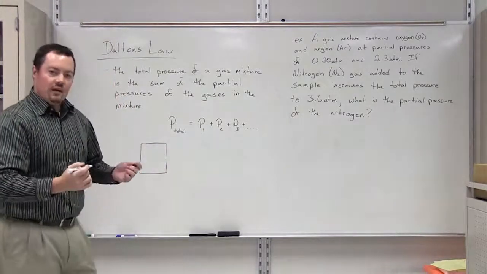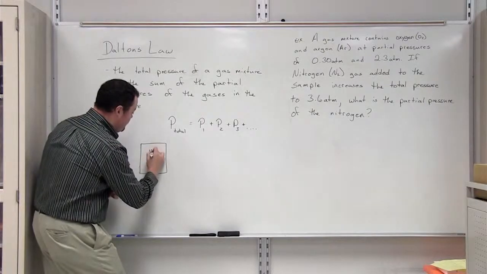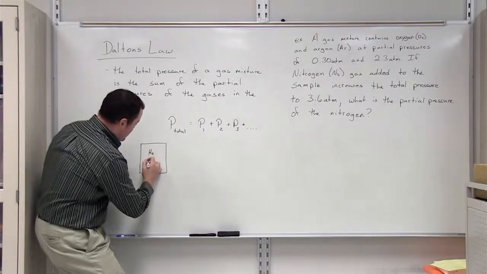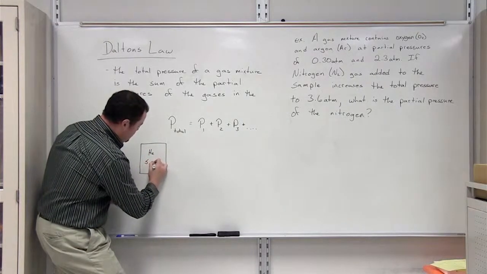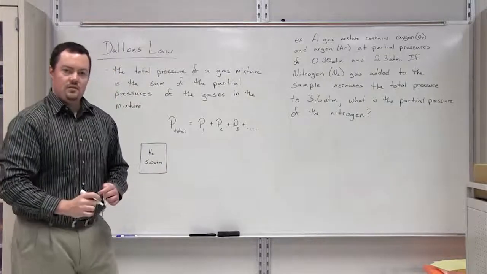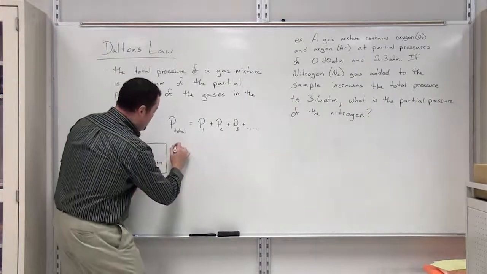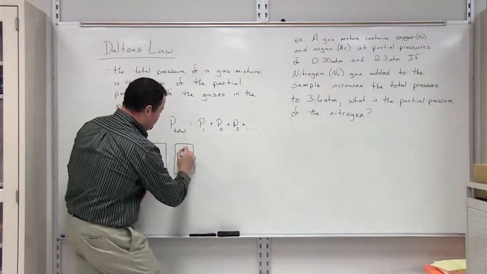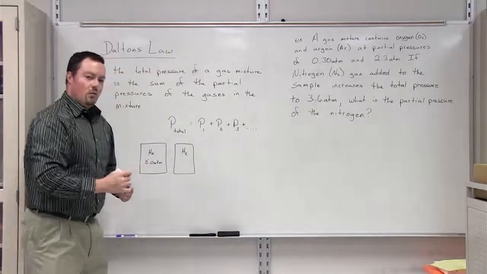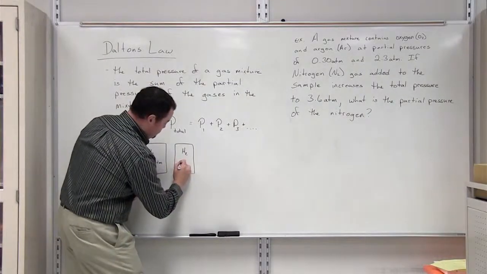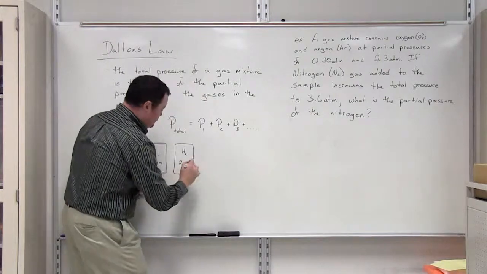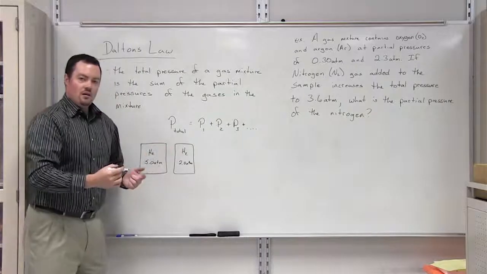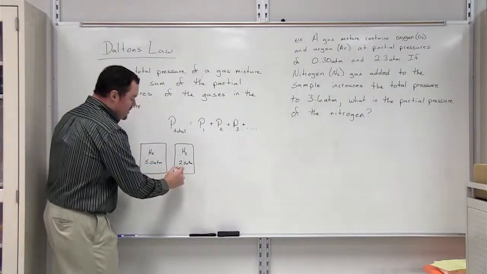But basically, what Dalton's law states is that if I have a container that contains helium gas, and this helium gas has a pressure of 5 atmospheres. And I have a second container, this time with hydrogen gas, which has a pressure of 2 atmospheres.